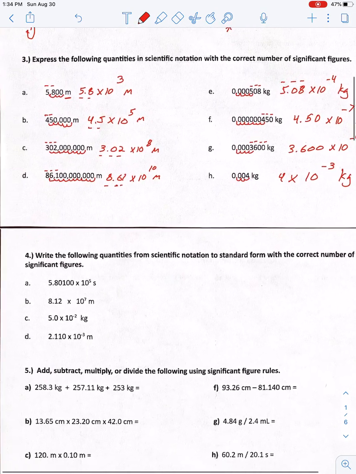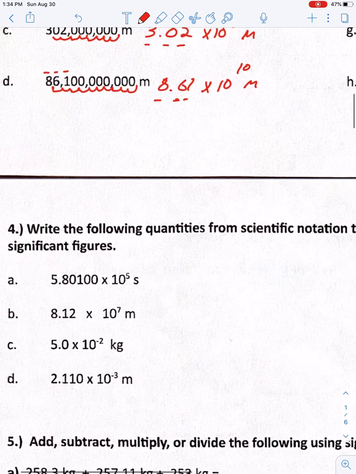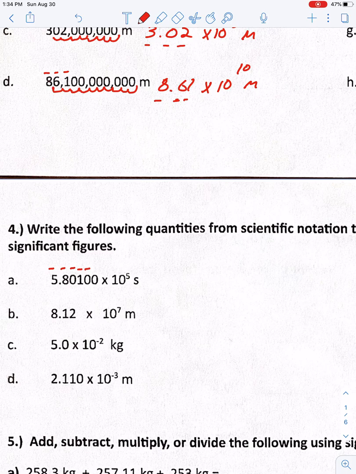Okay, so now in the next section, we're going to do a quick section of how to go back to standard. Okay, so first of all, I'm going to count my significant figures. So I have 1, 2, 3, 4, 5, 6. I have 6 significant figures, so my number better have 6. And I have a positive exponent, so it means it's going to be a big number. So my decimal has to go to the right.